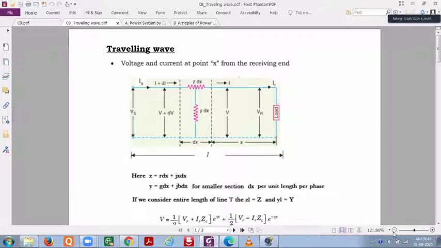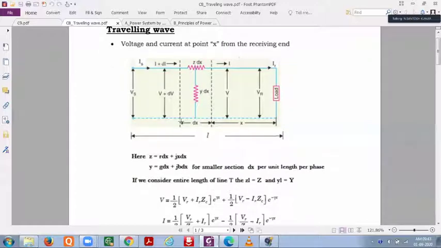So what we did, we have considered a long transmission line, right? Just as a synopsis, I am saying, please everyone be attentive from this point. Now I'll ask questions. Fine. So here, first, we have considered a long transmission line.